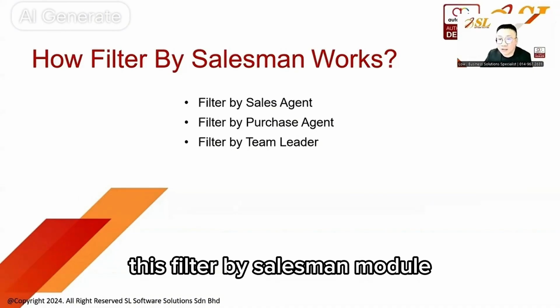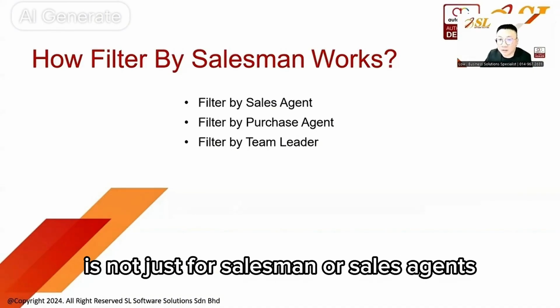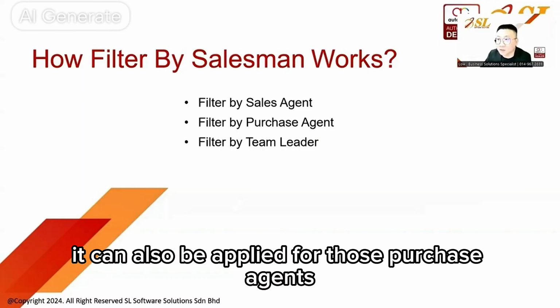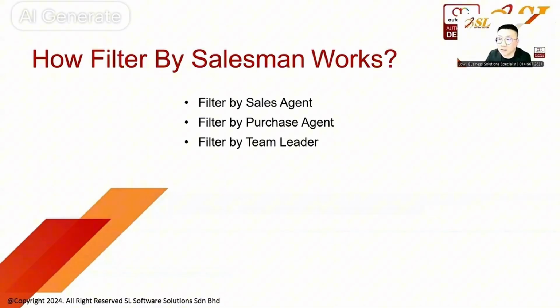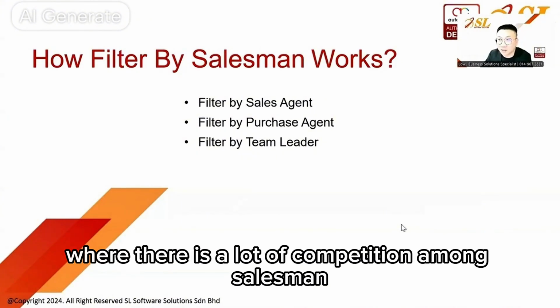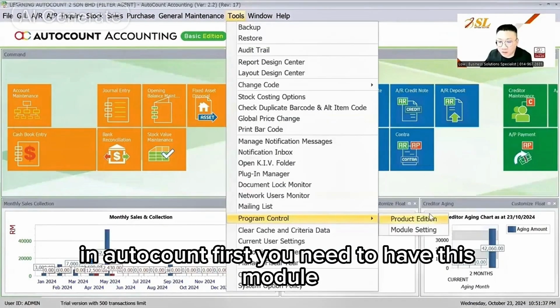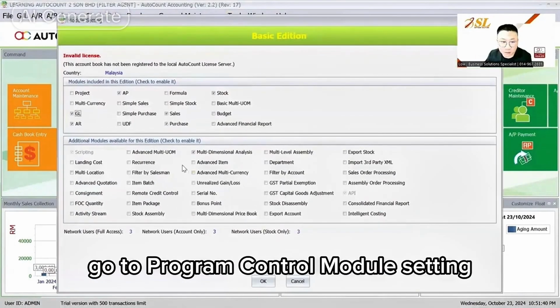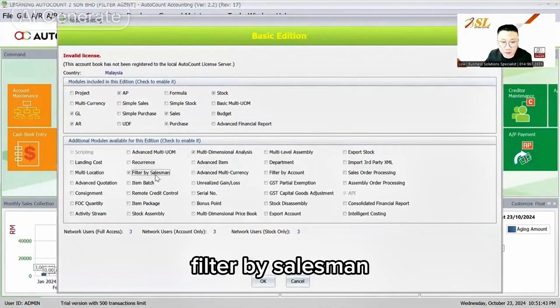This Filter by Salesman module is not just for salesmen or sales agents. It can also be applied to purchase agents. Without further ado, let me show how AutoCount handles this filter by salesman where there is a lot of competition among salesmen. In AutoCount, first you need to have this module. Go to Program Control, Module Setting, and you must have the module called Filter by Salesman.